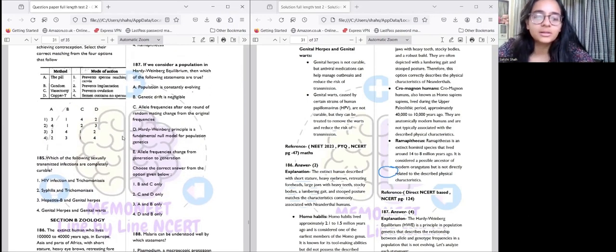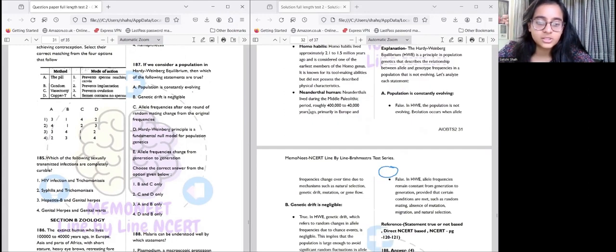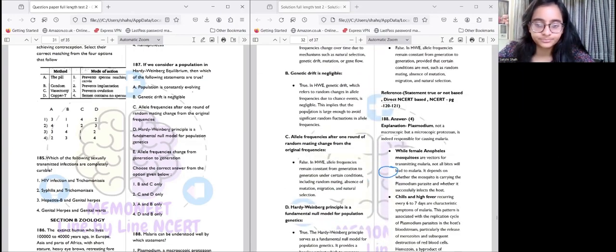For 187, if we consider the population in Hardy-Weinberg equilibrium, then which of the following is true? Population is constantly evolving. Yes, every population has to evolve. Yes or no? Let's see. Then after that, the next is genetic drift is negligible. Allele frequency after one round of random mating changes from the original frequency. Okay. Hardy-Weinberg is a principal null model for population genetics. And allele frequency changes from generation to generation.